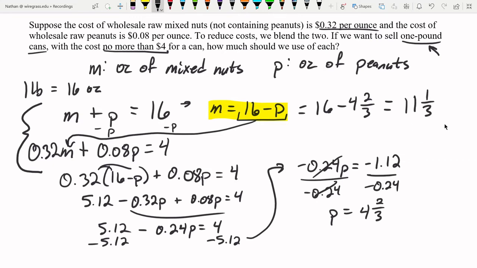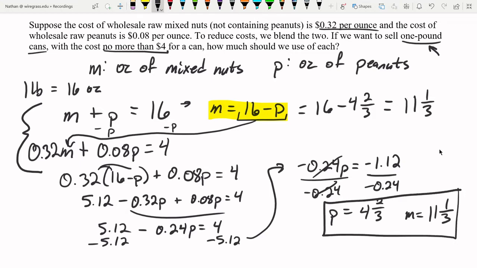So our solution to the system, if we want 16-ounce cans sold at a cost of $4 per can, is that we must use 4 2/3 ounces of peanuts and 11 1/3 ounces of mixed nuts.